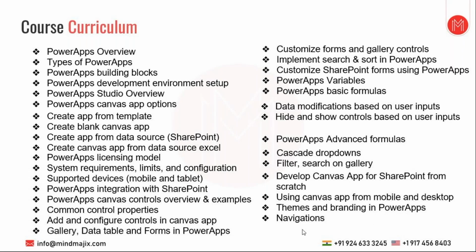This is how we will do cascading drop-downs. The second drop-down is dependent on the first drop-down, and the third drop-down is dependent on the second drop-down. So we will do filter and search on a gallery. We will use Power Apps galleries, and we will apply filter and search there, how to search a record from a gallery, and develop a Canvas app from SharePoint from scratch.